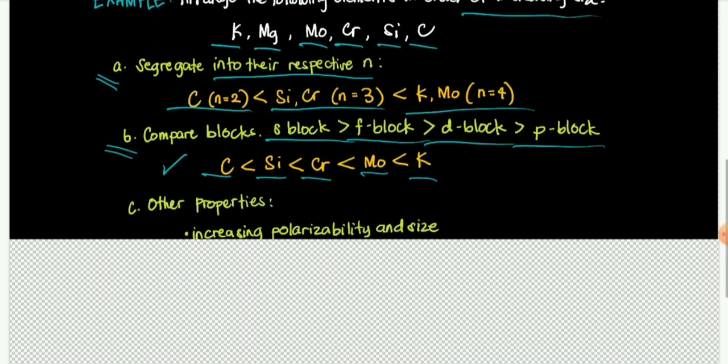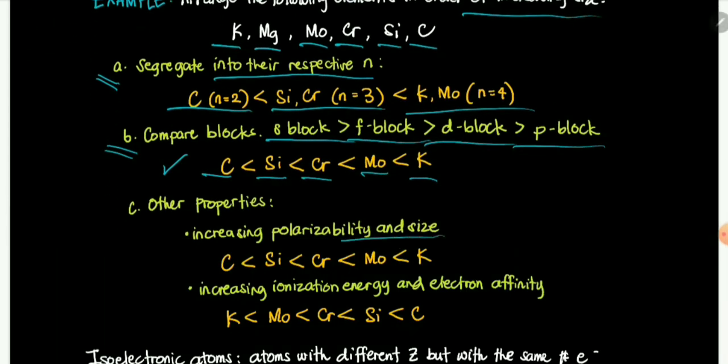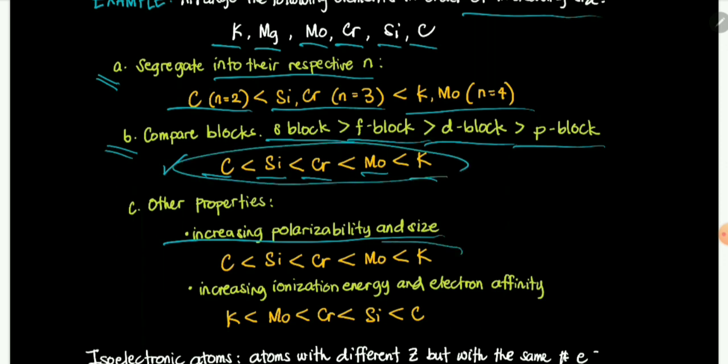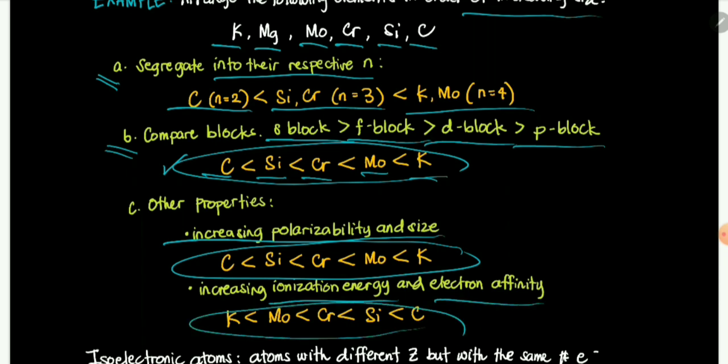Okay? So, for other properties, syempre, kapag increasing polarizability and size, pareho lang yung trend. So, kung ano yung arrangement na to, pareho lang siya kapag sa polarizability. So, pagdating sa ionization energy and electron affinity, baliktad naman yung trend. So, kapag kasi binaliktad mo yung arrangement, ibig sabihin, increasing naman ang kanilang effective nuclear charge. So, nag-i-increase din yung ionization energy and electron affinity. So, kung ano yung trend sa polarizability and size, kabaliktaran nun yung trend sa ionization energy and electron affinity.